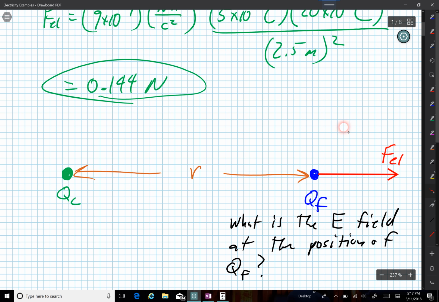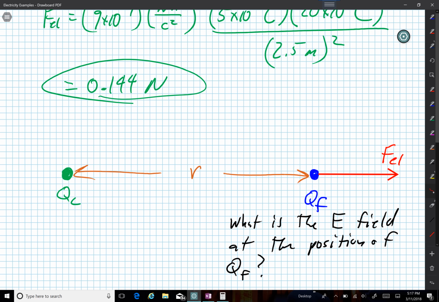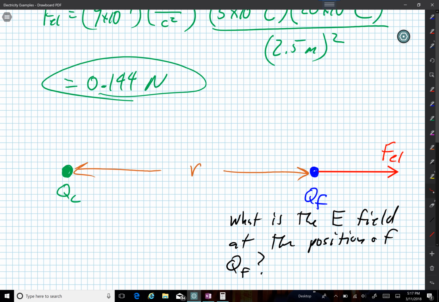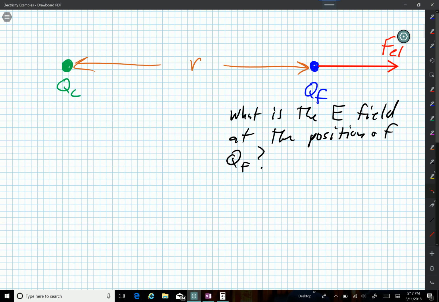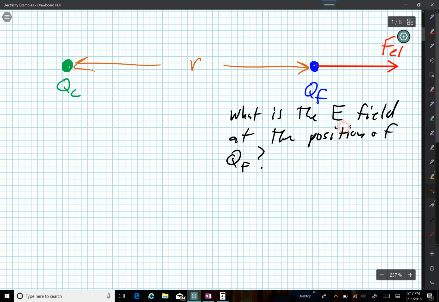But we can now ask, okay, that's the force. What's the field located right here? What's the field? Well, that's a different question. And if you recall, we have two equations for electric field. We have an equation 1 that says electric field E is the electric force divided by QF. And we had another equation for electric field that said electric field was K electric QC over R squared.